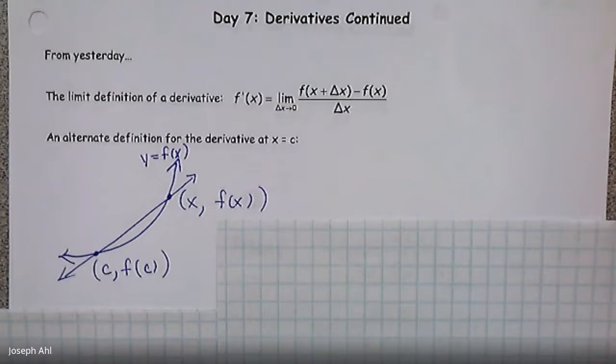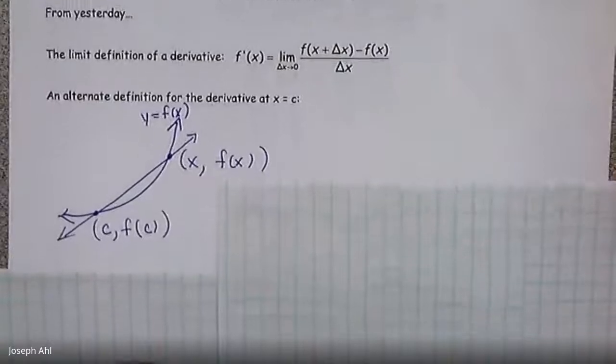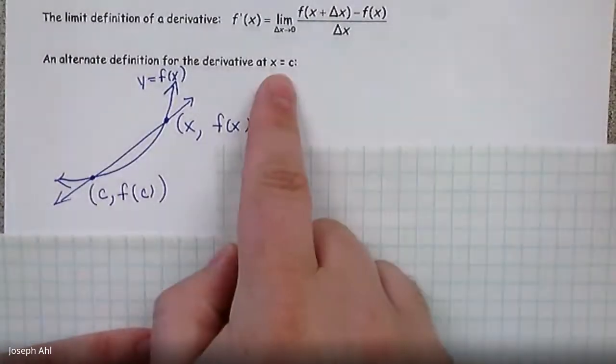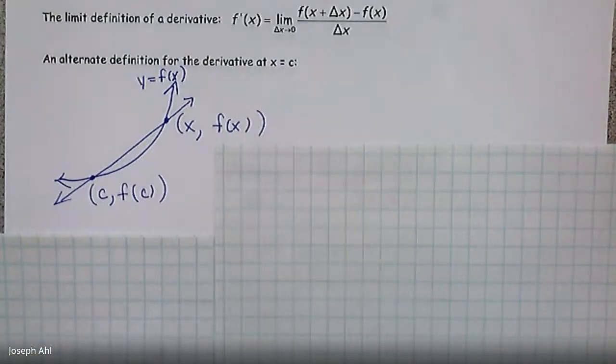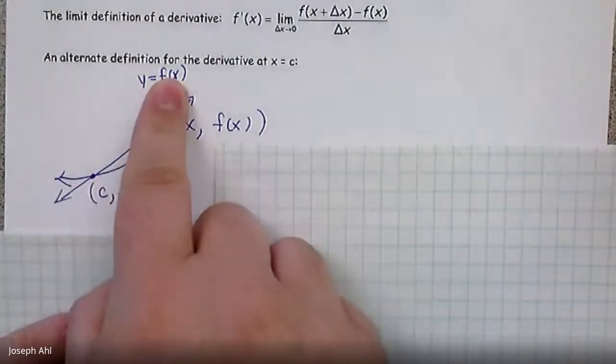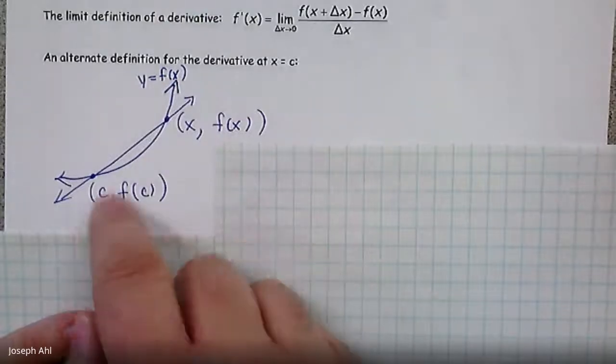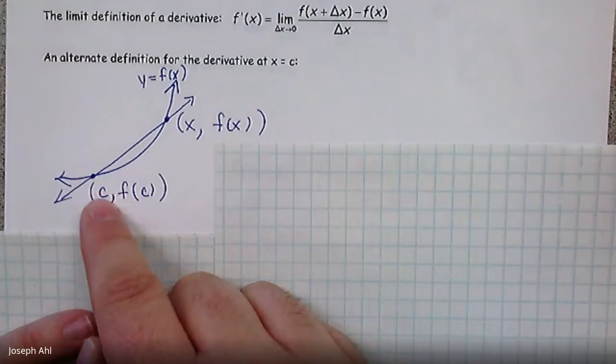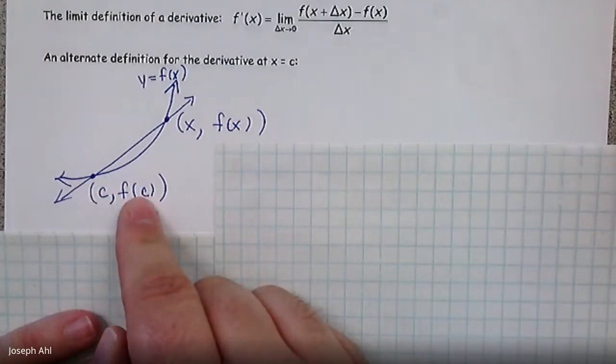But what we're going to talk about right now, and this might be something you learned in pre-calc honors last year, is an alternate definition for the derivative at a specific x value c. So you can see my diagram here. I have this curve y equals f of x. If I want to find the slope of the tangent at x equals c, that would have the coordinate c comma f of c.